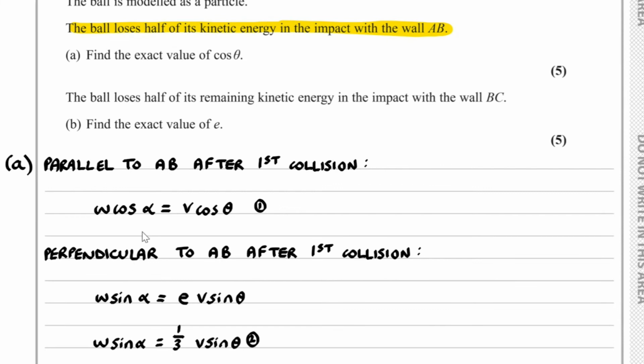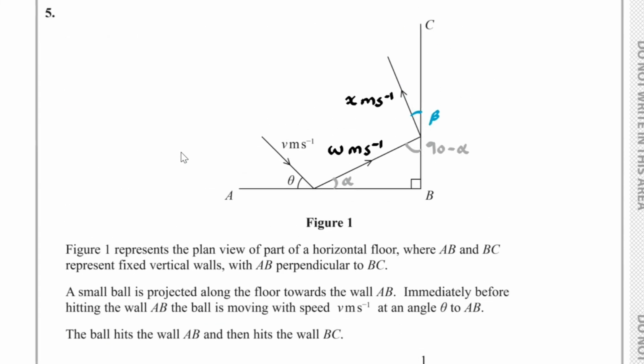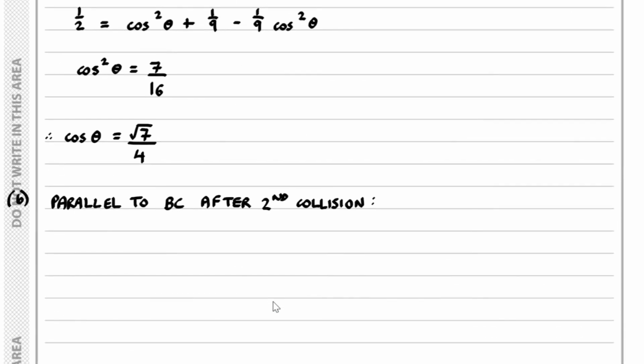Well, we need to resolve parallel and perpendicular to the wall BC. And this is for the second collision. So, if I resolve parallel to BC after the second collision, well, let's go back here. What we have is X cos beta, so that's this component here, that will equal W cos of 90 minus alpha. Now, cos of 90 minus alpha is just sine of alpha. So we've got X times cos beta equals W lots of sine alpha.